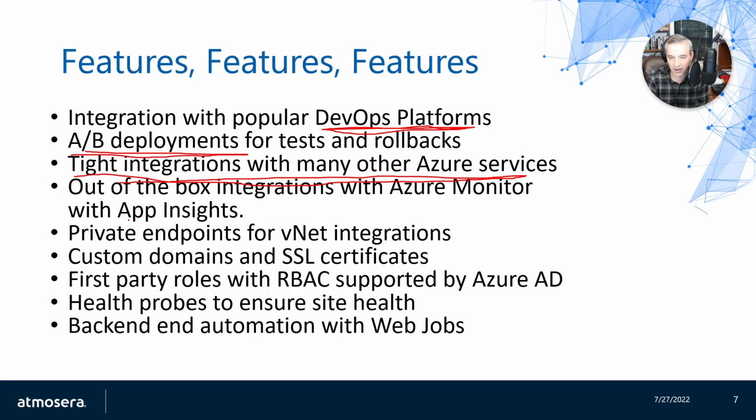It's got App Insights integration where you just click a box and it turns that on. You can create private endpoints or VNet integration, so you don't have to publicly expose this. You can do custom domains with custom SSL, and that's great for public-facing websites if you want brand identity. It's got first-party RBAC controls with Azure AD, so you can control access to app services. It's got built-in health probes for site health and backend automation with web jobs, which I'm not going to get into today as well.